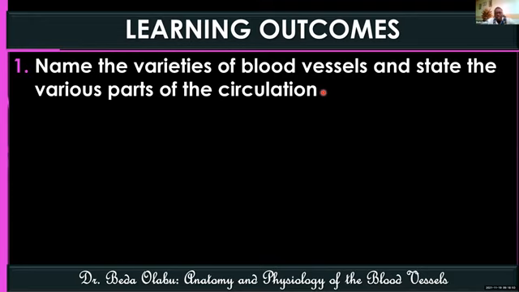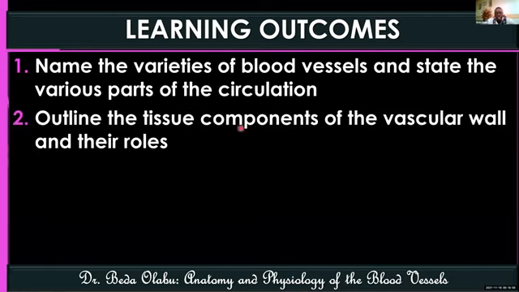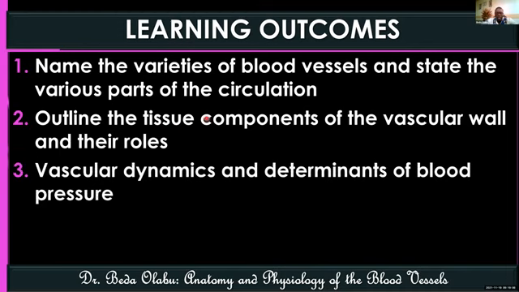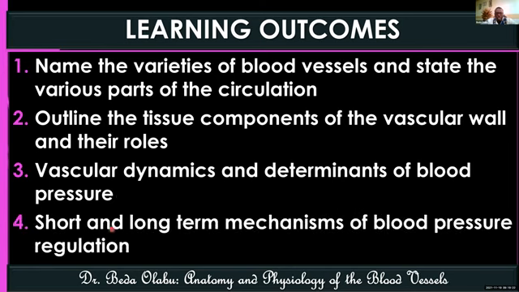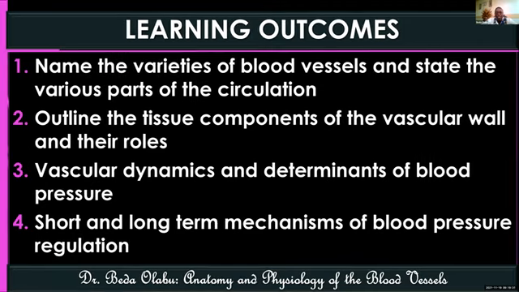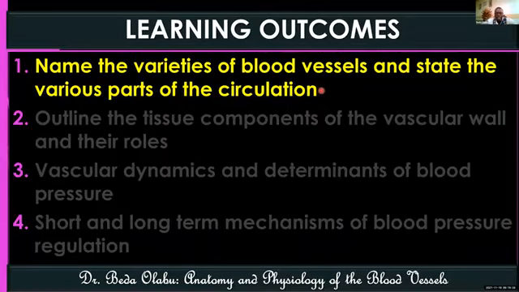And we are going to state the different parts of the circulation as well. After that, we are going to look at the tissue components that make up the vascular wall. And in that process, we'll be talking about the structure of blood vessels, basically. Then we look at the vascular dynamics and those parameters that determine the blood pressure. And eventually, we look at how the blood pressure is regulated, both on a short-term basis and on a long-term basis. So let's start with that first one.